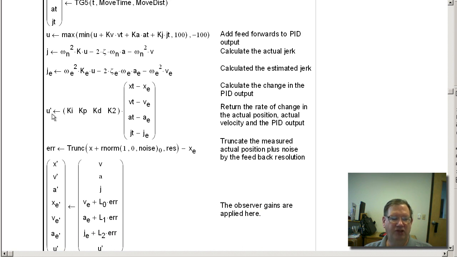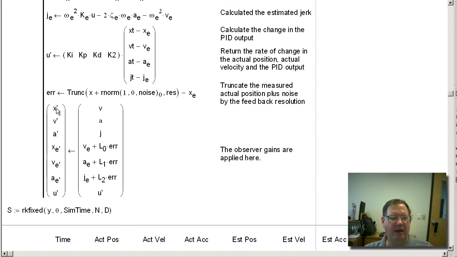Then I have to calculate the change in control output because this is Runge-Kutta, you calculate changes in the state. And then this is the trick. I'm calculating error. You would call that maybe y in a state machine, but basically I'm taking the actual position, I'm adding random noise, and it's got that 0.02, it's basically 2 microns with a standard deviation of 1. I'm also truncating it to 0.01 millimeters, and I'm subtracting my estimated value.